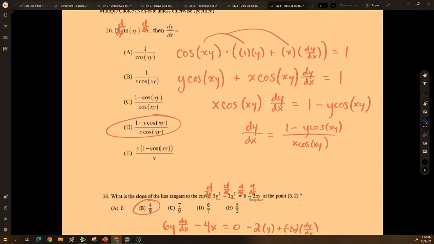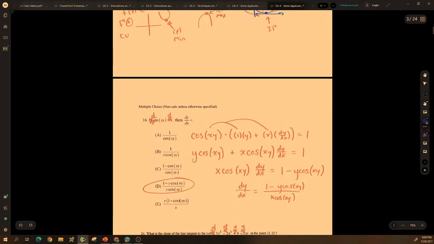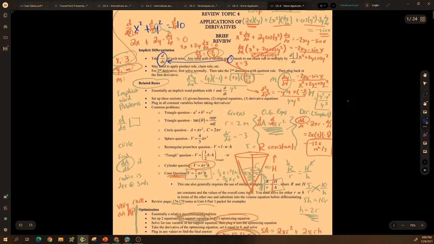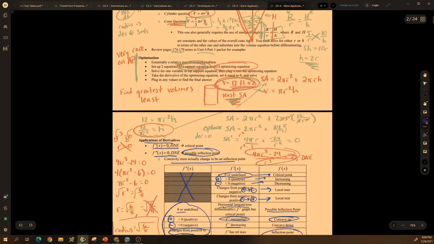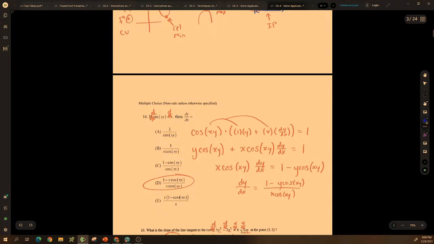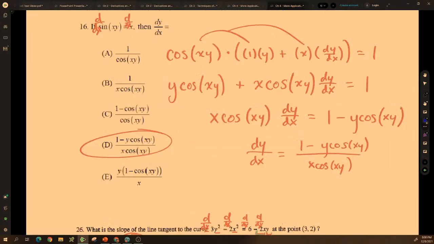All right, so our first few questions, we're going to start off going pretty quickly because we did a lot of these in class. So if I can get this working right. There we are. So first one, as soon as we see something with x and with y, we're immediately thinking implicit. So we do d dx of the first term, d dx of the second term. Again, we did this in class.